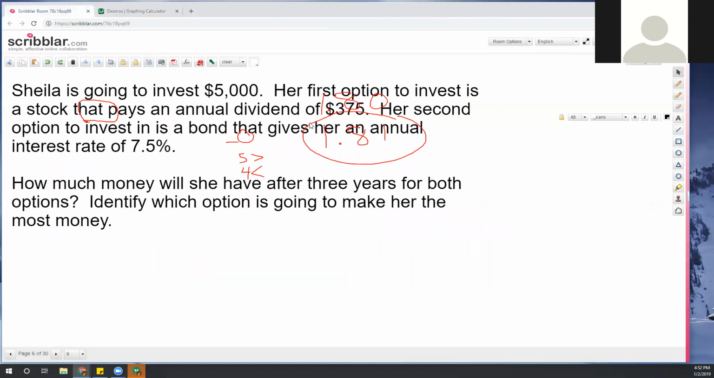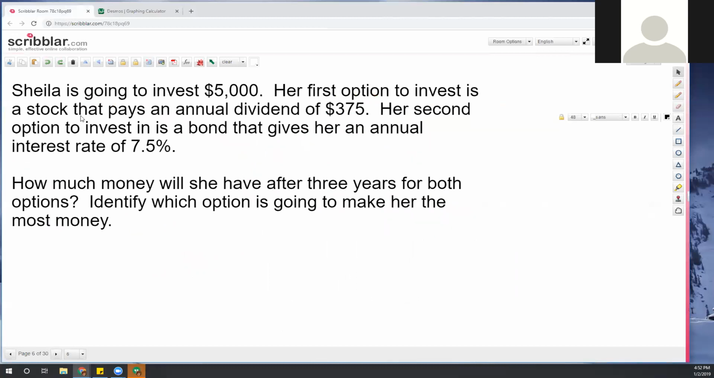Oh, let me get rid of all this writing. Okay, so this is going to be our last question for today. Sheila is going to invest $5,000. So when you invest money, you're trying to let someone use your money to make more money on like the stock market or using a bank.